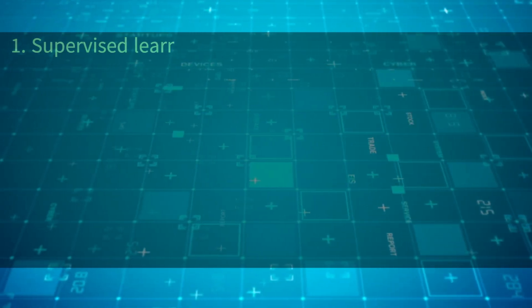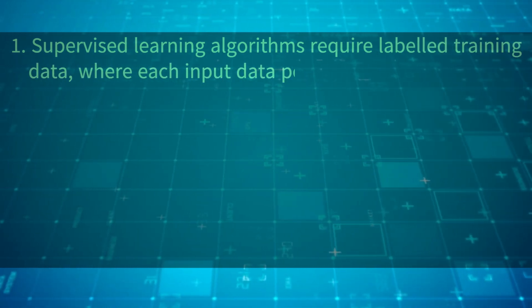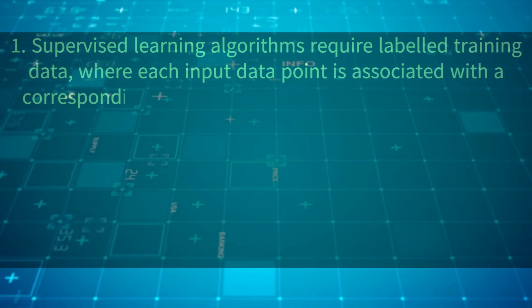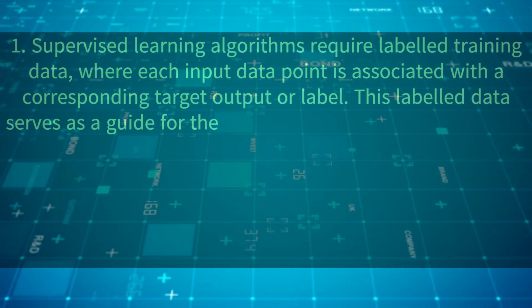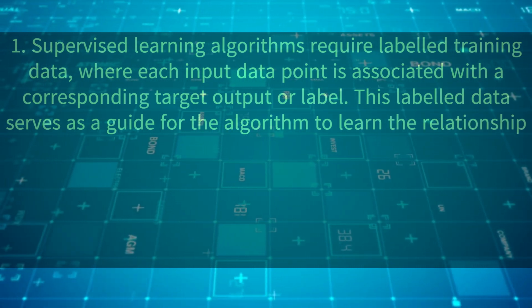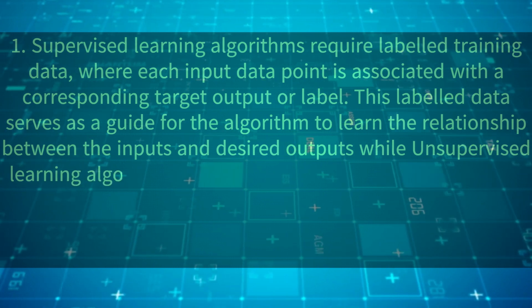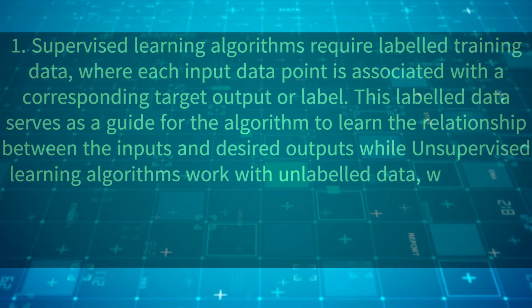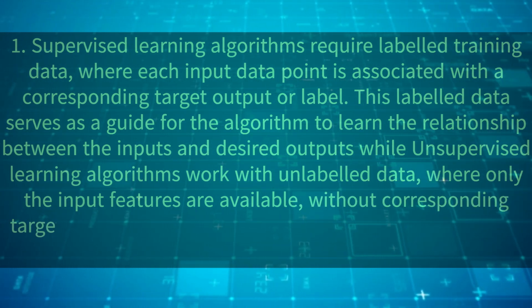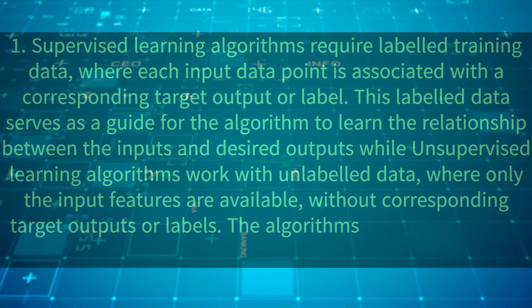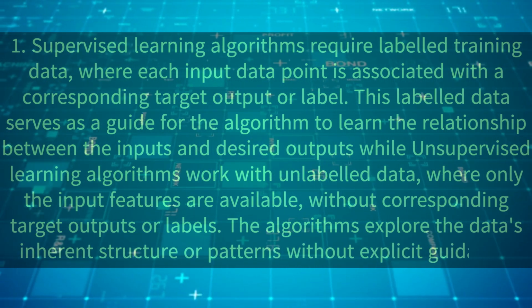1. Supervised learning algorithms require labeled training data, where each input data point is associated with a corresponding target output or label. This labeled data serves as a guide for the algorithm to learn the relationship between the inputs and desired outputs, while unsupervised learning algorithms work with unlabeled data, where only the input features are available, without corresponding target outputs or labels. The algorithms explore the data's inherent structure or patterns without explicit guidance.